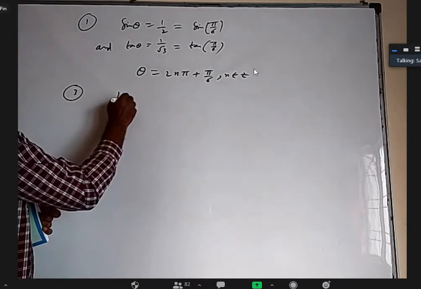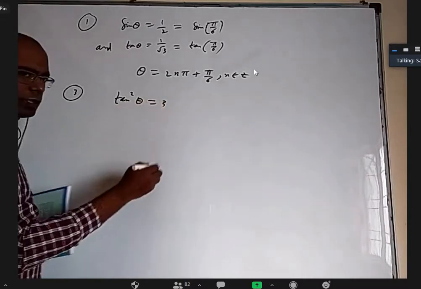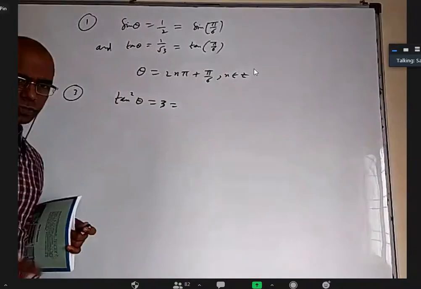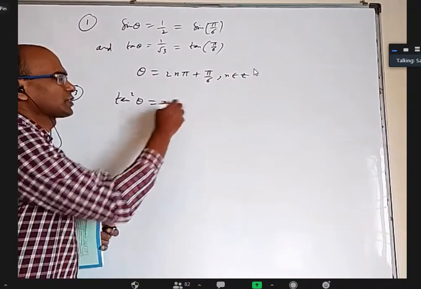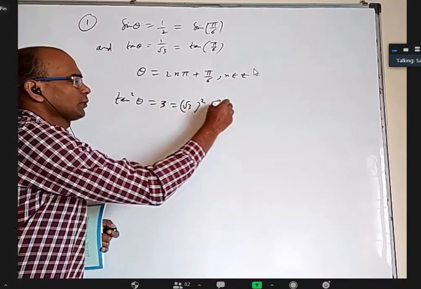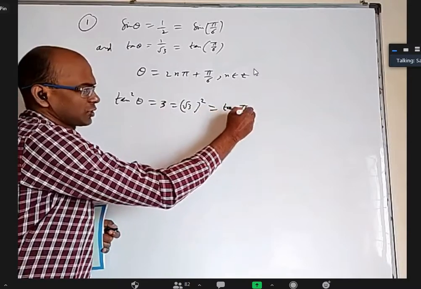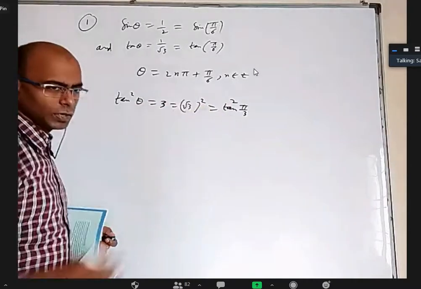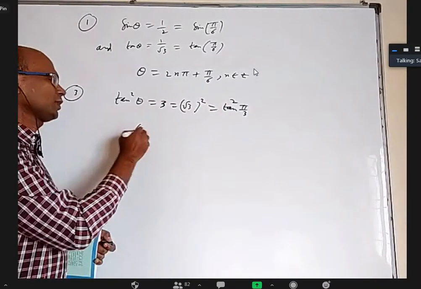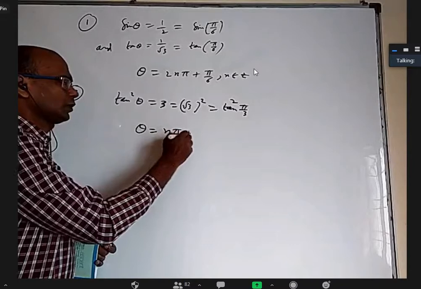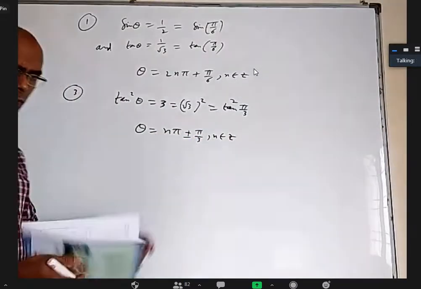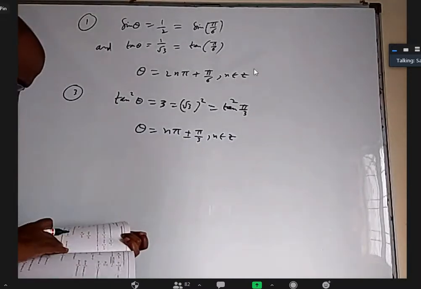Okay, third one, tan square theta equal to 3. I don't have to write tan theta equal to plus or minus root 3 and write then separate solution for each. You can directly write root 3 whole square, which is tan 60, pi by 3 square. Tan square theta equal to tan square alpha. So theta equal to n pi plus or minus alpha. N pi plus or minus pi by 3. Okay, I think these are very simple questions we can quickly complete.